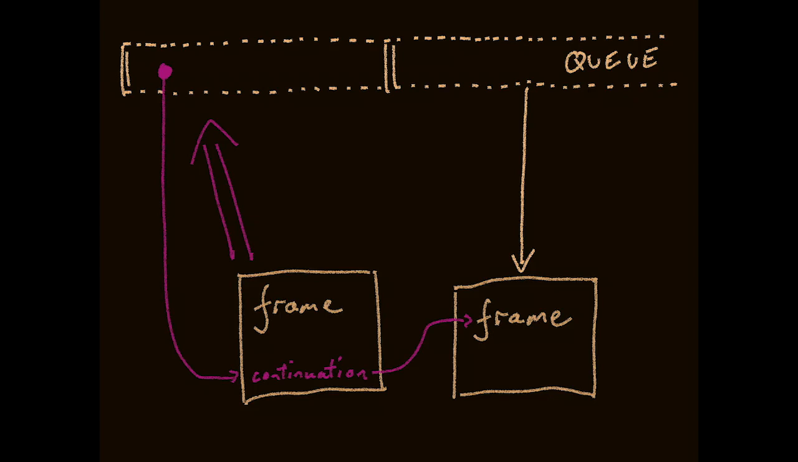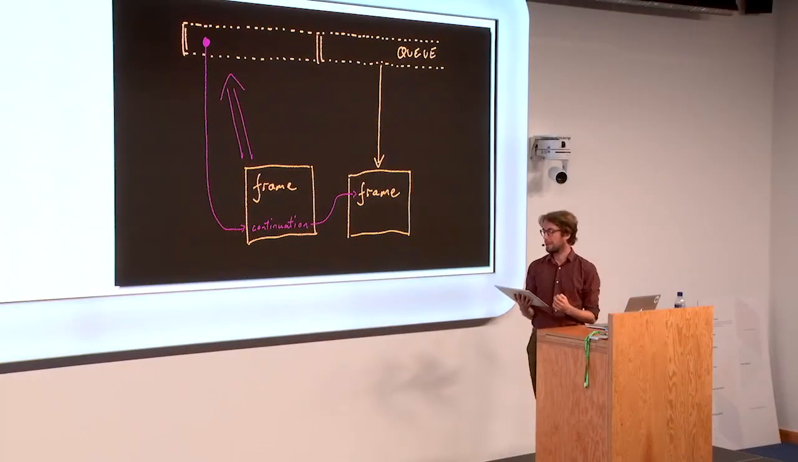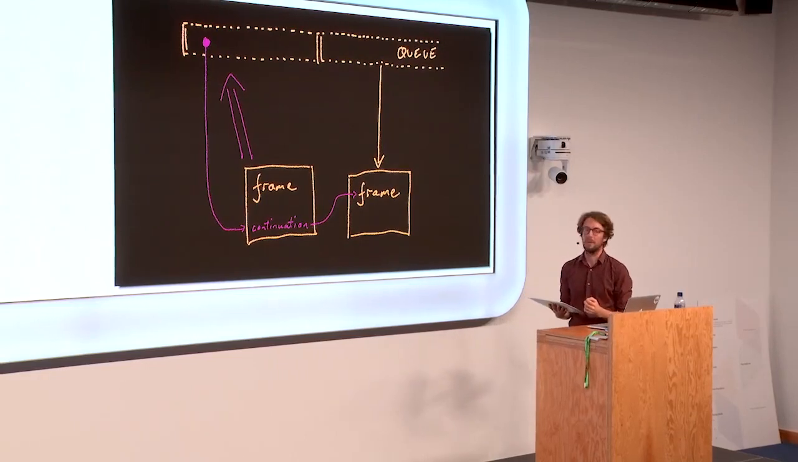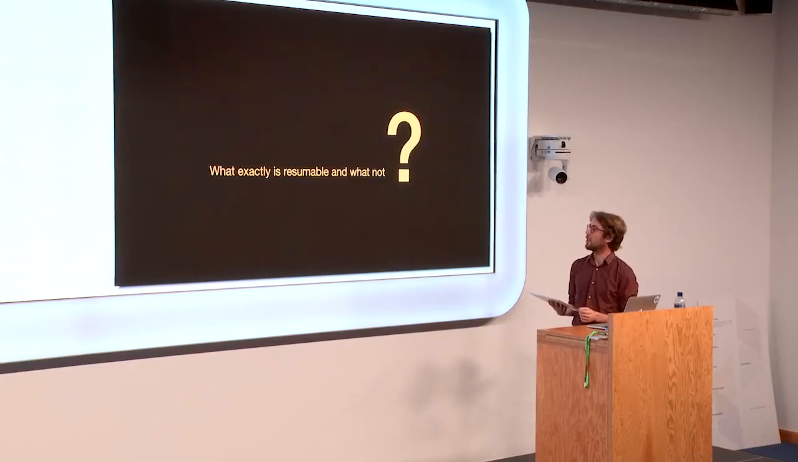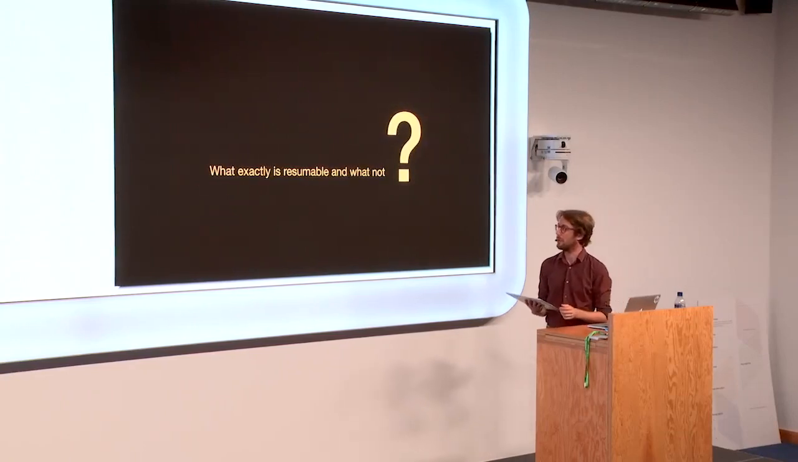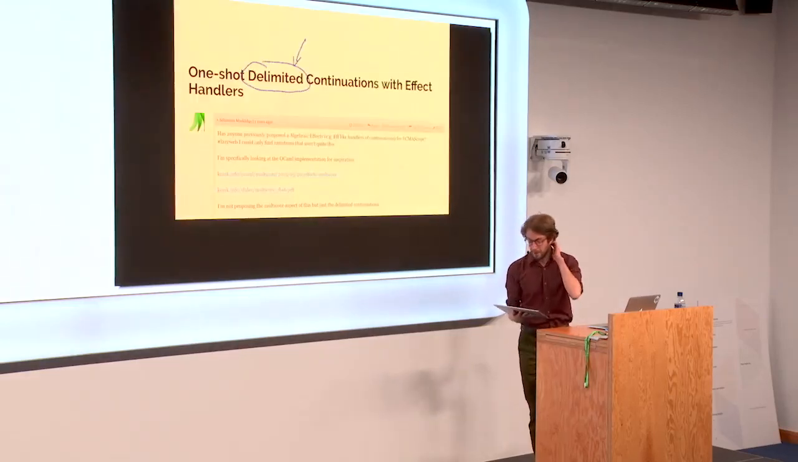Now, a question I have about this is, if a fiber corresponds to a component, at which points during the reconciliation and render cycle of that component can we save and restore a continuation? Well, this is a genuine question. Basically, my question is, what exactly is resumable and what not? Okay, so that's continuations.